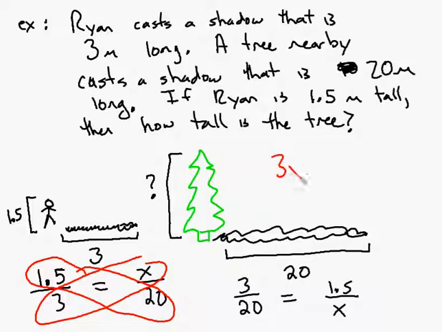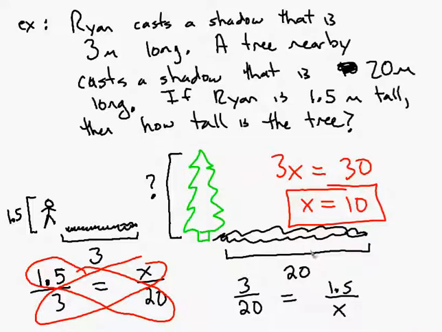We get 3x equals, because we cross multiplied, and what's 20 times 1.5? 30. And then we divide by 3 and get 10. So the tree is 10 feet tall, which confirms our common sense thinking.